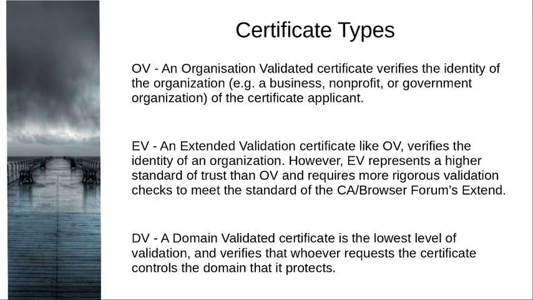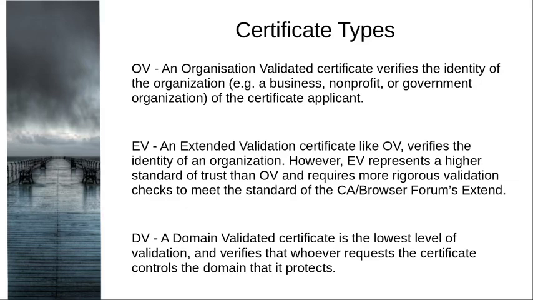So we've got an OV, which is an organization validated certificate, and it verifies the identity of the organization. So for example, a business, a non-profit, or a government organization, it's just proving that that organization is the one that's really requesting the certificate. And it can do this through a means of different ways.